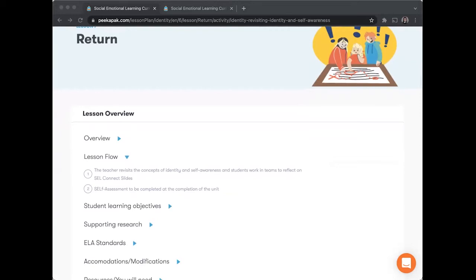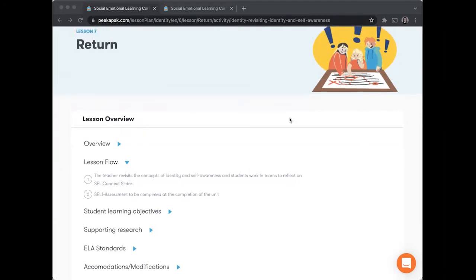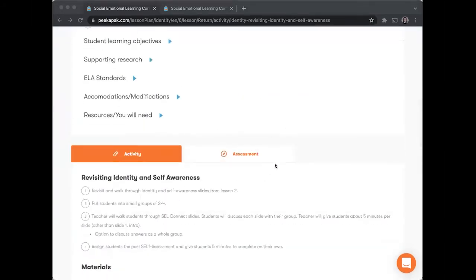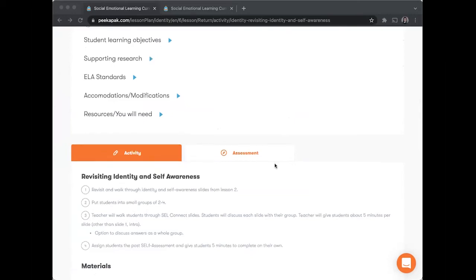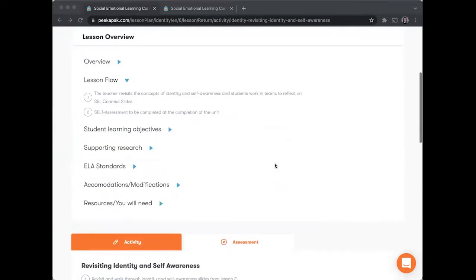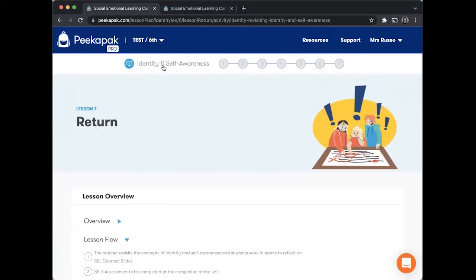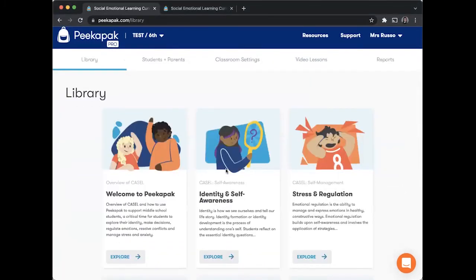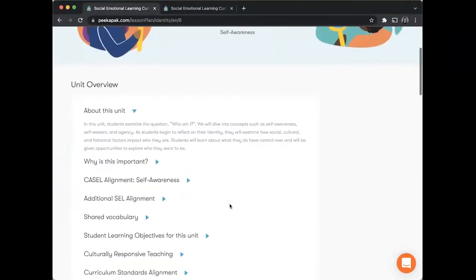So students will look for connections with previous units, reflect on any personal changes and new insights. And finally, students will take that post-self-assessment in lesson 7 and notice any changes from their pre to post. So this was a walkthrough of unit 1, with all of these 7 lessons that occur.